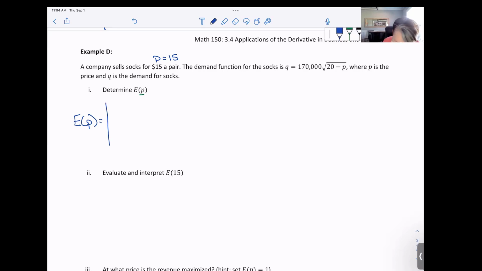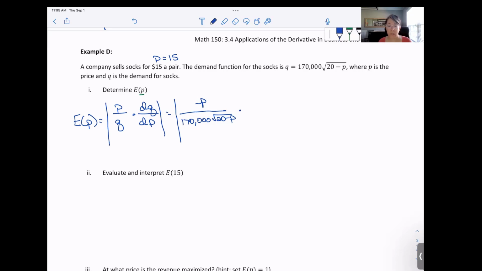Remember, the generic formula is P over Q times the derivative of the Q function with respect to P. Again, we're not plugging in 15 yet. They just want the generic P, but I do have Q in terms of P. So we can put in 170,000 square root of 20 minus P. And now we need to figure out what the derivative of the Q function is. Now, one of the things that I would do is write that square root as an exponent of 1/2, so you can use that power derivative and the chain rule there.